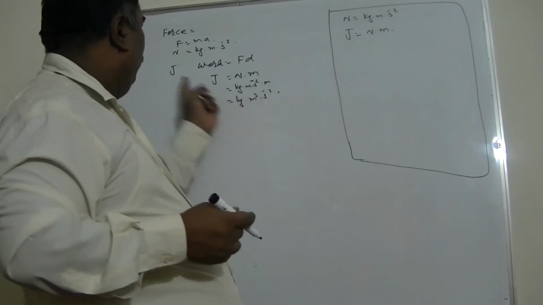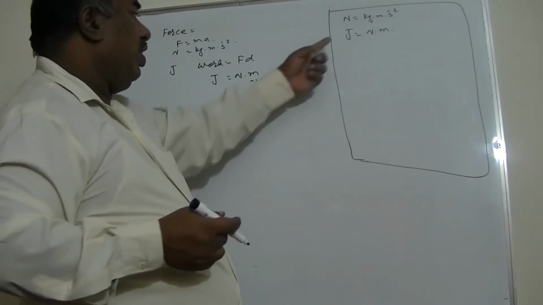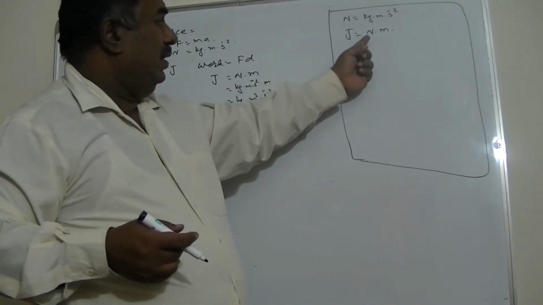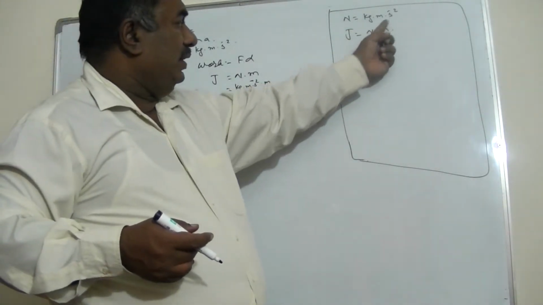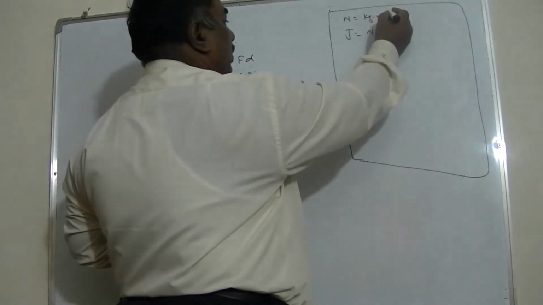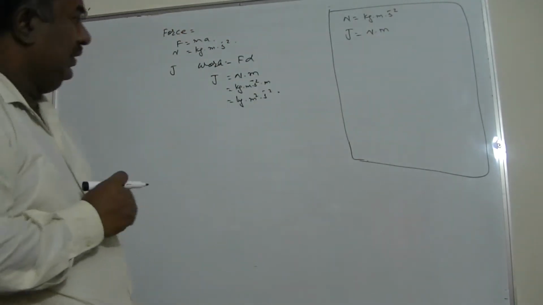You cannot remember the base units for the joule, it is very difficult. You have to remember that joule is Newton into meter. Then Newton, you already remember, is kilogram meter per second square. So now you can change joule into SI base units very easily.